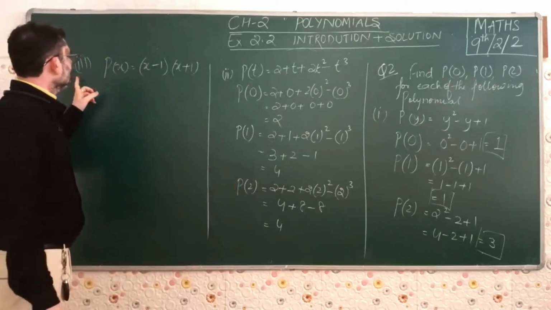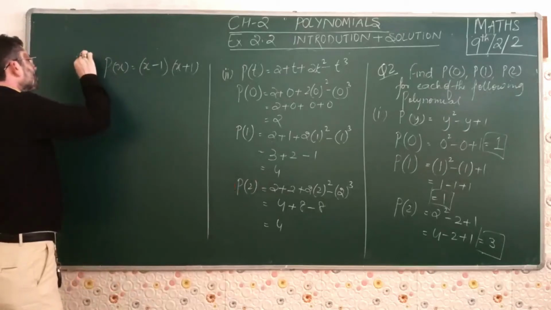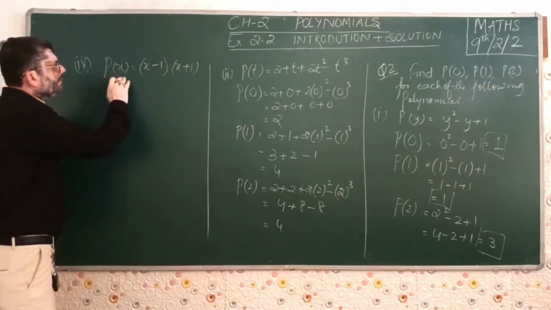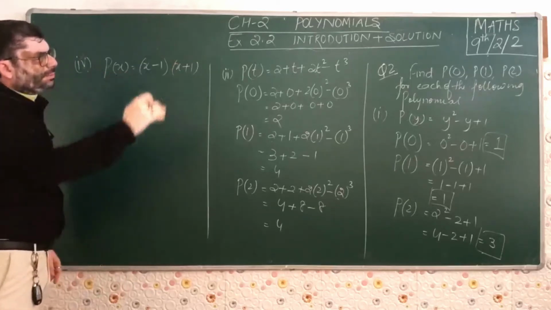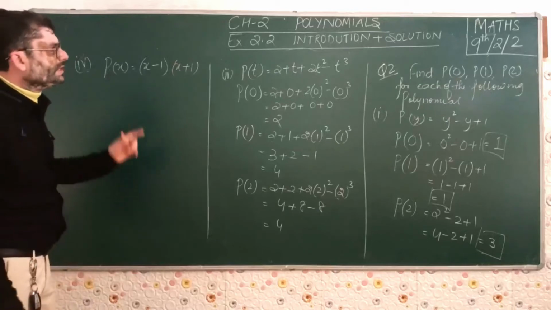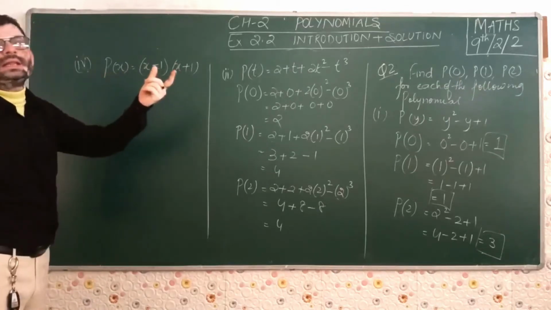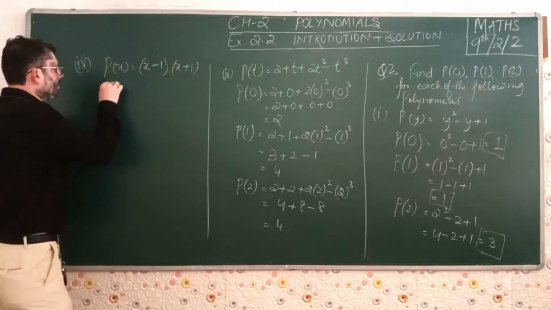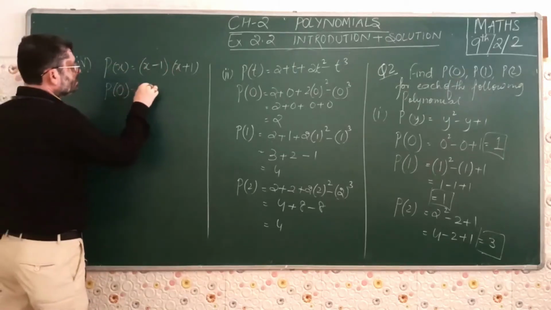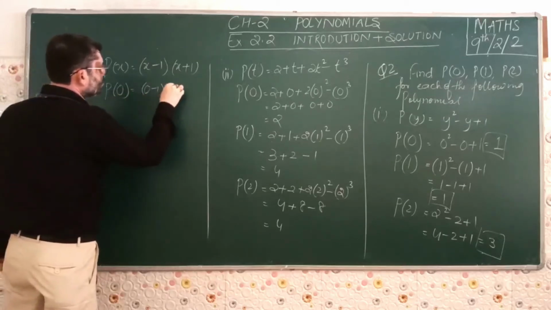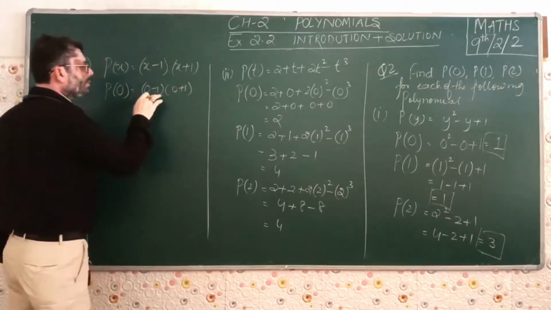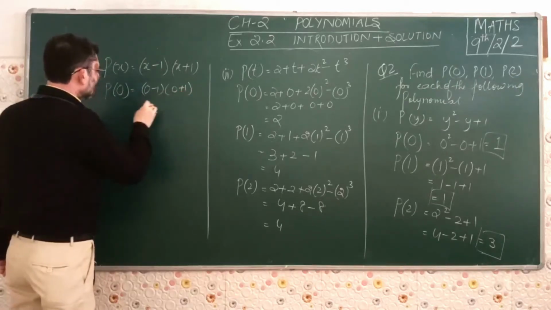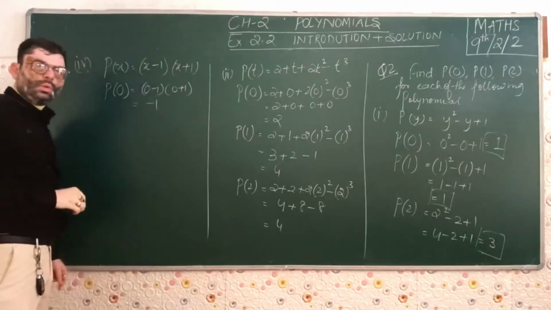Moving on to bit 4. This one is bit 4 from the textbook and bit 3 is for your practice. Again we will have to find the value of P of x for P of 0, P of 1 and P of 2. That is changing the value of x to be 0, 1 and 2. Here the variable used is x. So let us find out. So P of 0. So this is 0 minus 1 into 0 plus 1. So 0 minus 1 is minus 1. 0 plus 1 is plus 1. So minus 1 into plus 1 is minus 1.